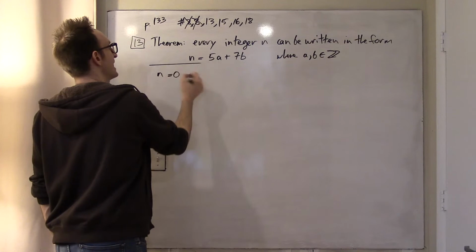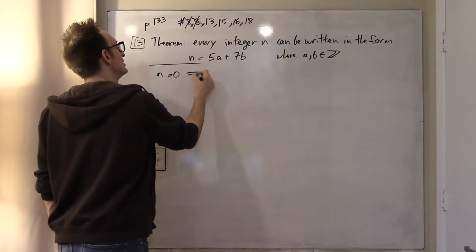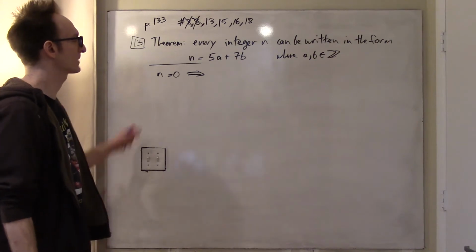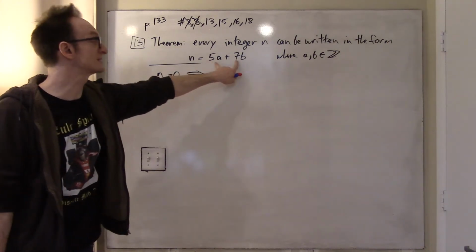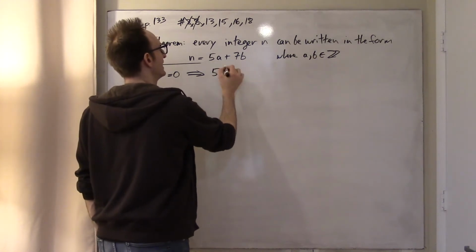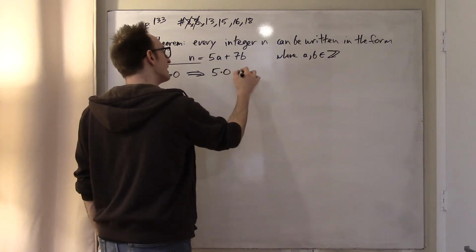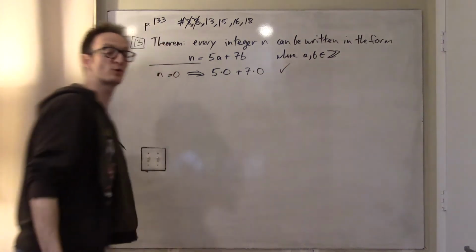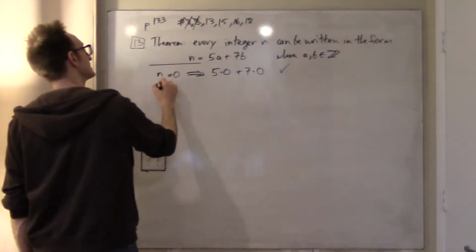Maybe take the case n equals 0. Can you think of two integers a and b such that 0 can be expressed as a linear combination of 5 and 7? Well, yeah, because 5 times 0 plus 7 times 0 is 0. All right, so it's certainly true for n equals 0. Perhaps that was a silly place to start.